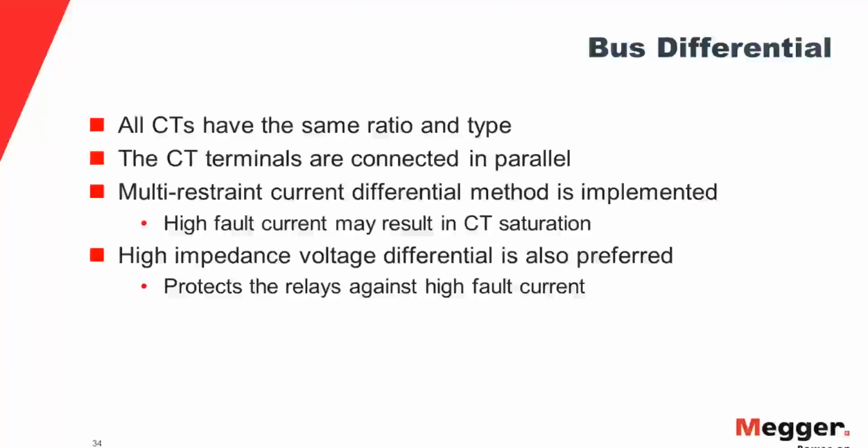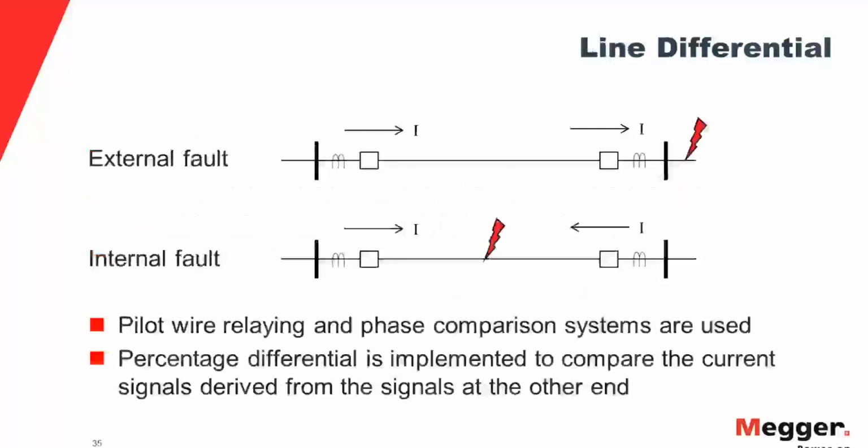So in a bus, typically the high impedance differential function is implemented, and the external resistor or the varistor that I talked about will prevent any high voltage from appearing across the relay contacts. In a bus differential, the CTs may have the same ratio and type, and as I mentioned before, the CT terminals are connected in parallel.